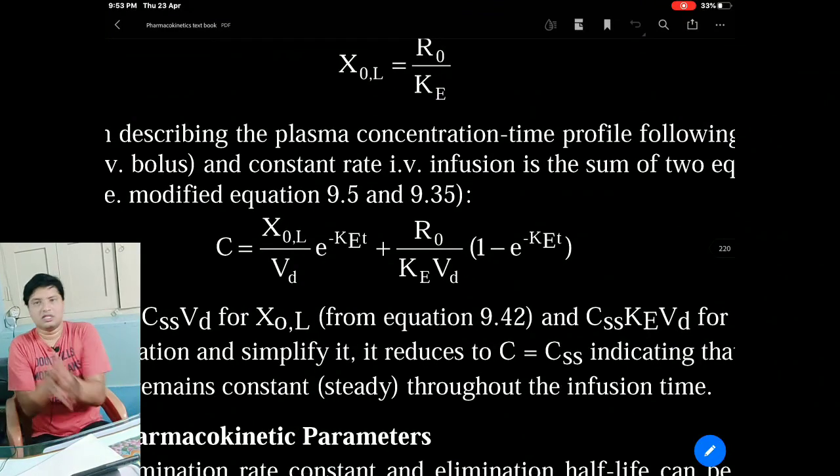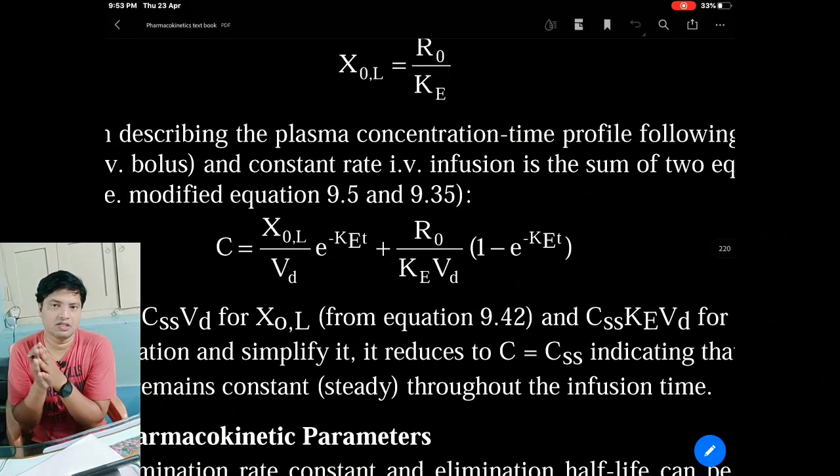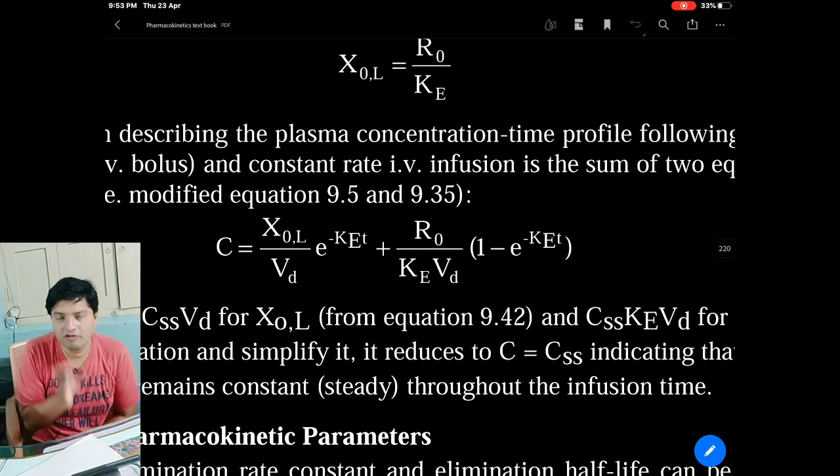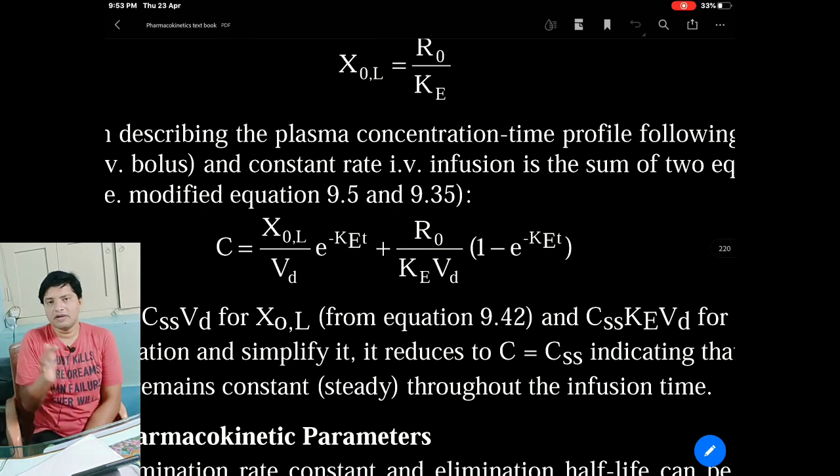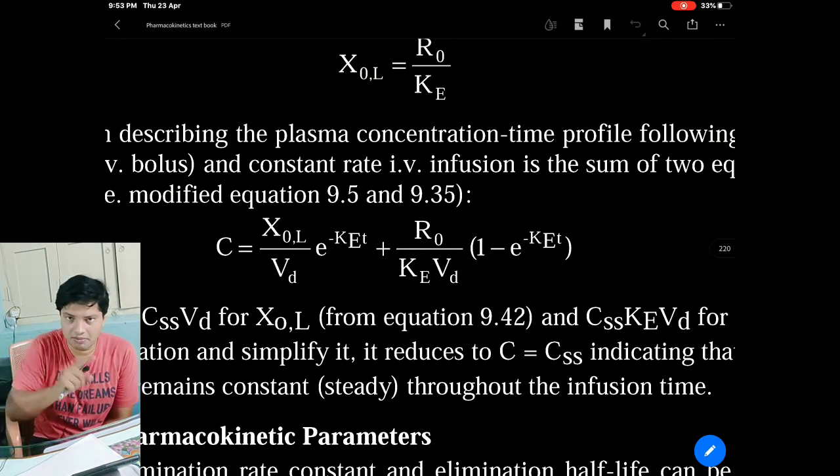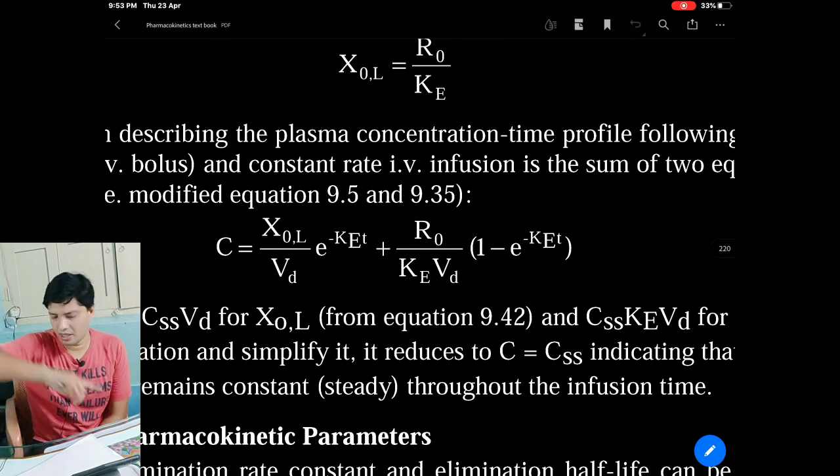So the IV bolus equation and the IV infusion equation, if you sum these two, because you are giving IV bolus as well as infusion, you will get the change in concentration of the drug in the plasma over a period of time. That is what you will get.